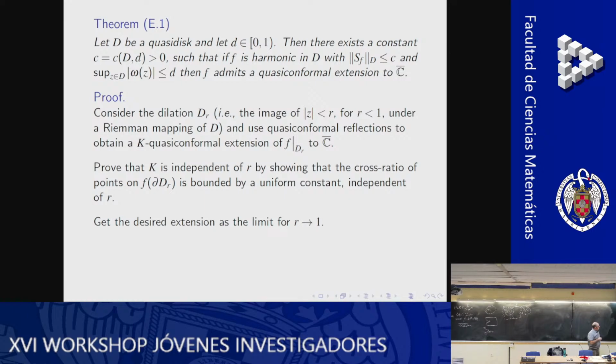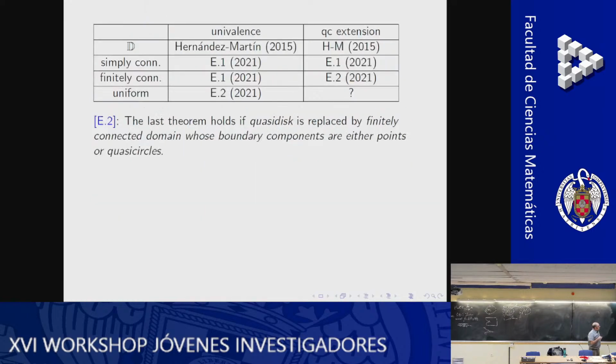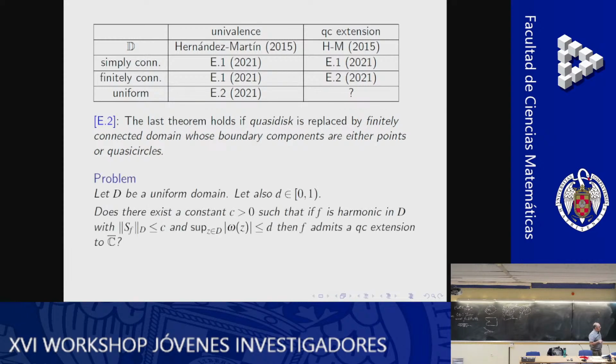All right, that's the proof of that. And let's see the overview once again. Let me just comment that we have the same theorem for finitely connected domains, for quasi-conformal extension, and again, univalence in these two classes of domains. And let me leave that question mark as an open problem.